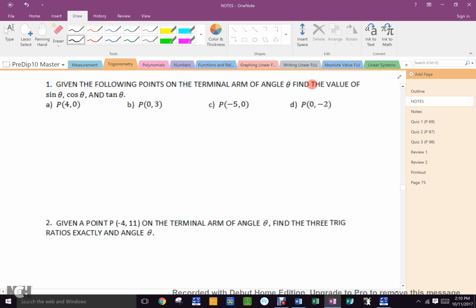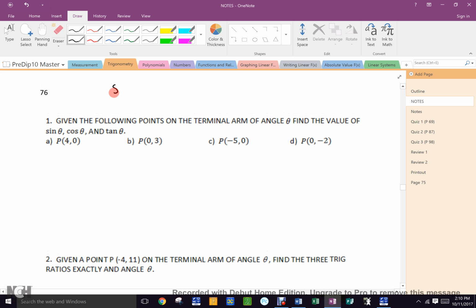I have given you the following points. I want you to tell me the sine, cos, and tan. We remember that sine is what? Opposite over adjacent, but we're not using opposites and adjacents anymore because we're on the coordinate plane. So it is y over h. What's cos? x over h. What's tan? y over x.